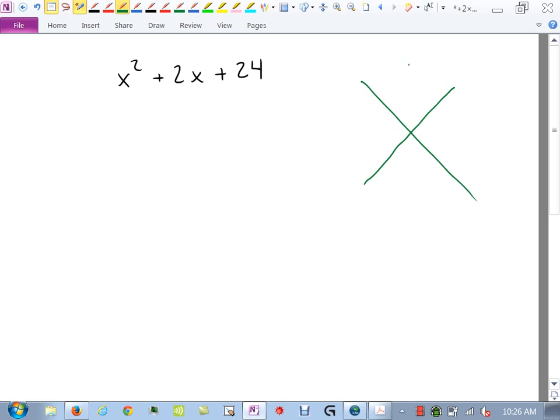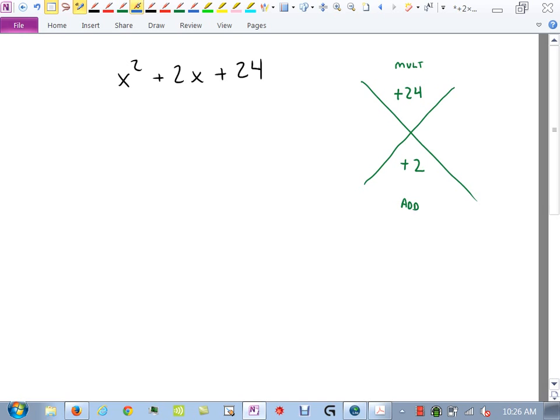What you do is you make a big X. I put "mult" up here for multiply and "add" down here for add. So think about what we need. We need two numbers that when we multiply them, we get positive 24, but when we add them together, we get the middle number, which is positive 2. So I put that down here.